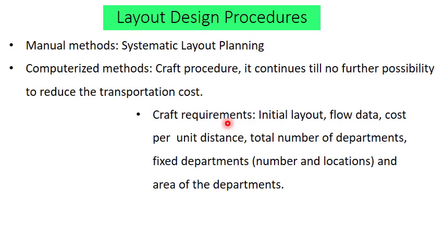In this case, we take an input. Those given data should be parameters: initial layout, flow data, cost per unit distance, total number of departments, fixed departments, number and locations of the departments, and areas of the departments are provided for the computers to calculate the best possible layout which provides the lowest transportation cost.